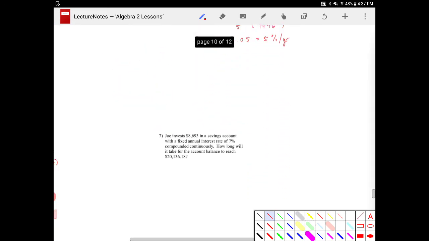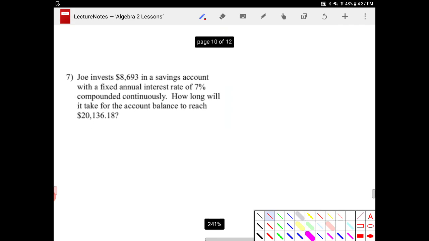Okay. Joe invests $8,693 in a savings account with a fixed annual interest rate of 7% compounded continuously. How long will it take for the account balance to reach 20,000? Okay, so 20,136.18 is my final value. The initial value is 8693.